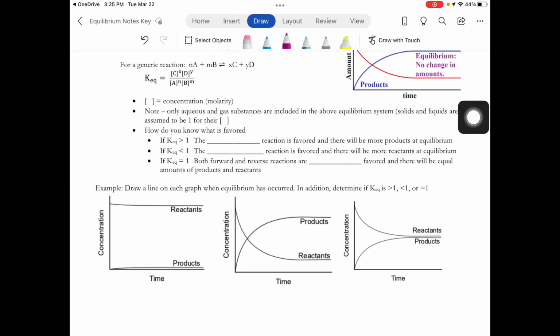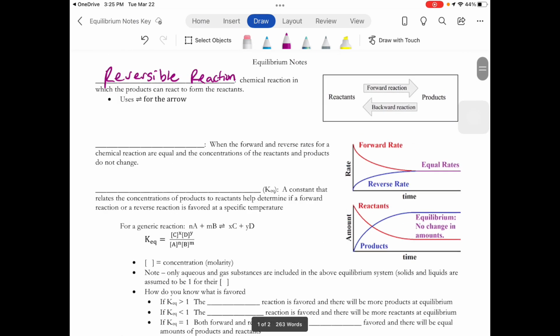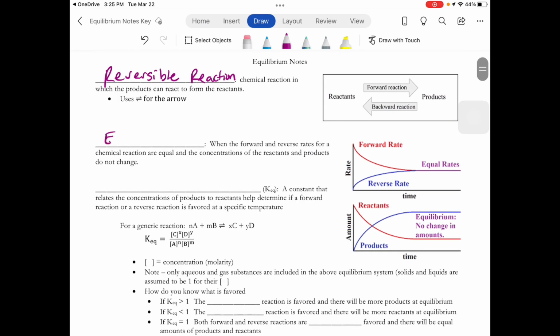And then at some point, the reaction should reach equilibrium. So at some point they'll reach equilibrium, and that's when the forward and reverse rates for a chemical reaction are equal, and the concentrations of the reactants and products do not change. This says two things: when the forward and reverse rates for a chemical reaction are equal.